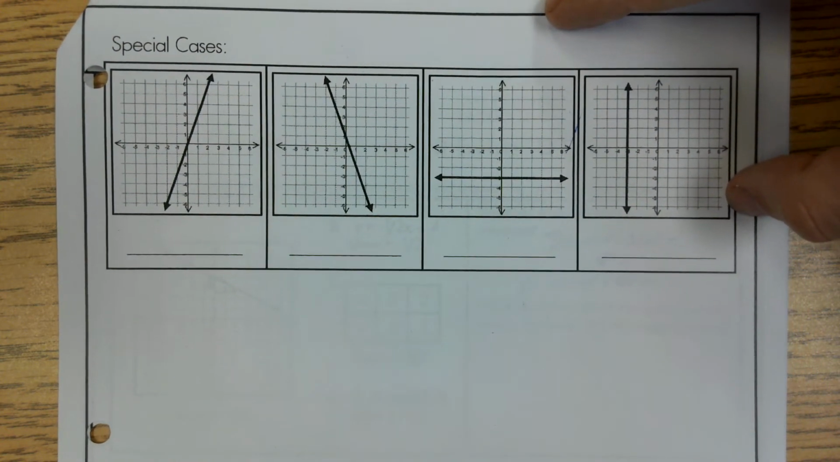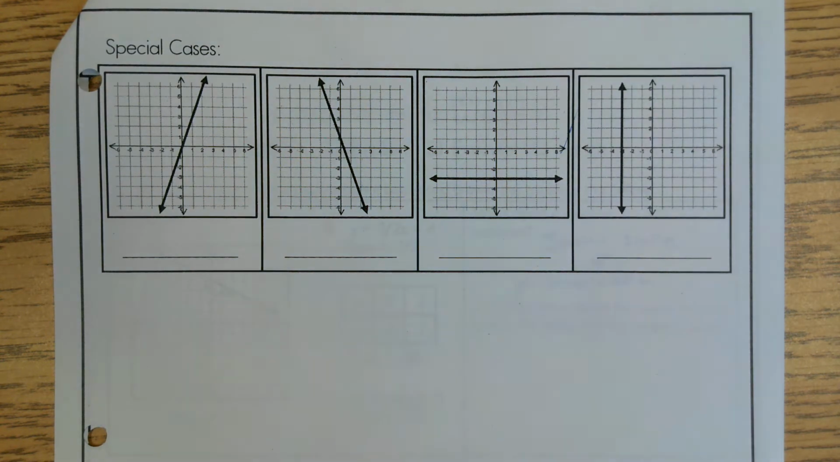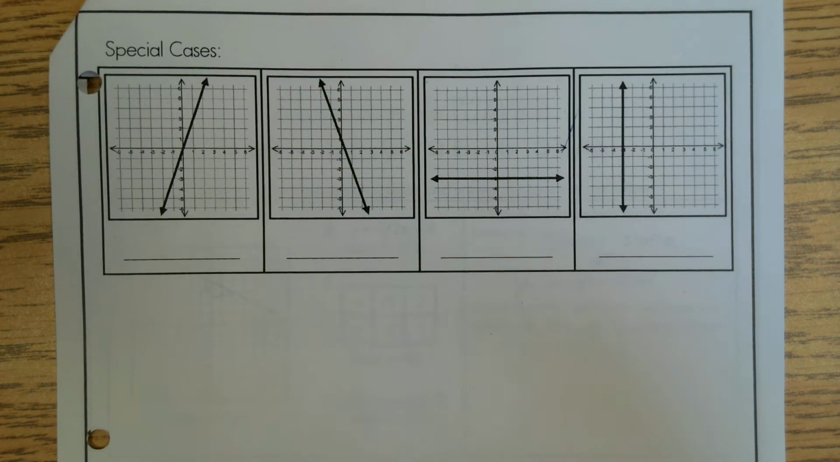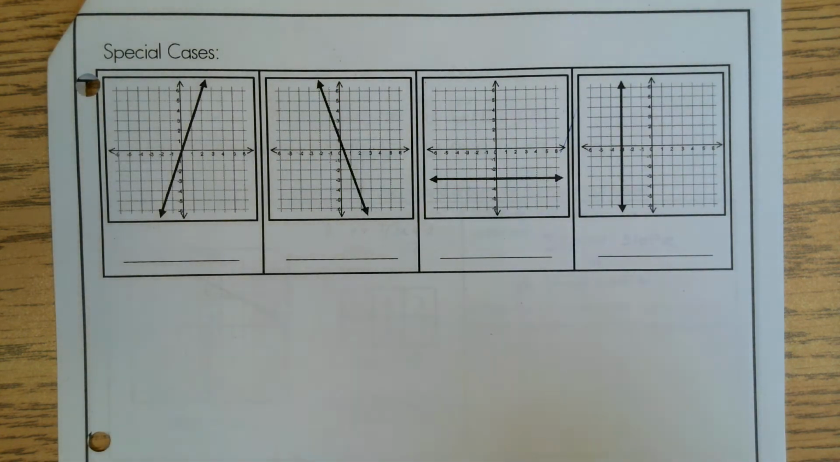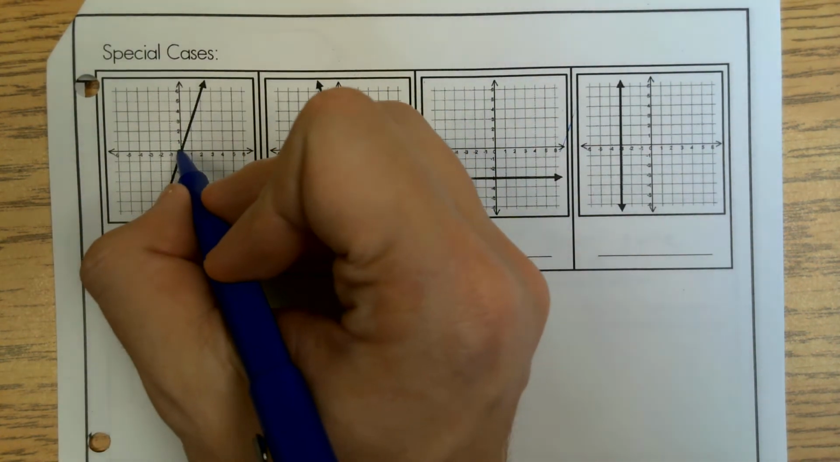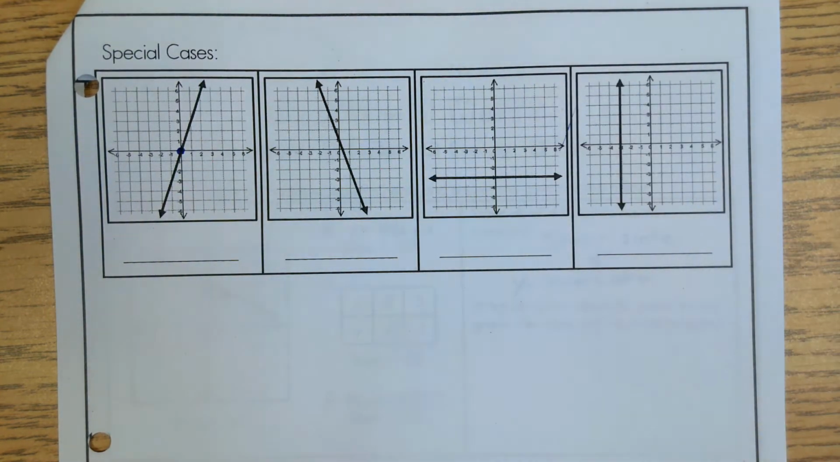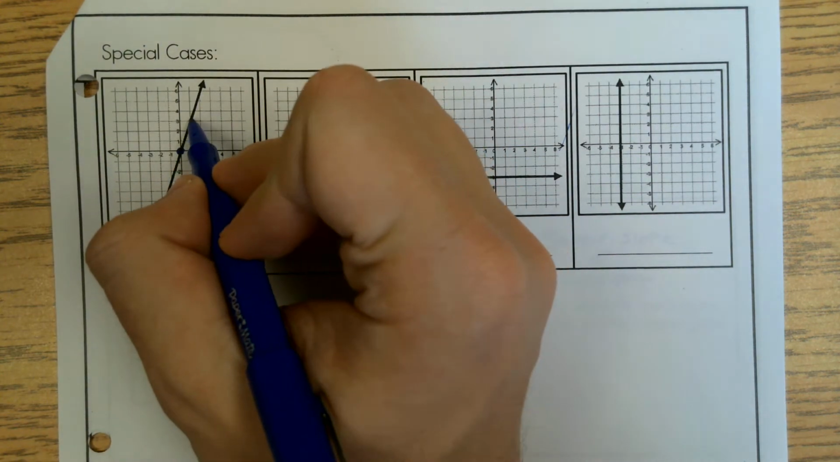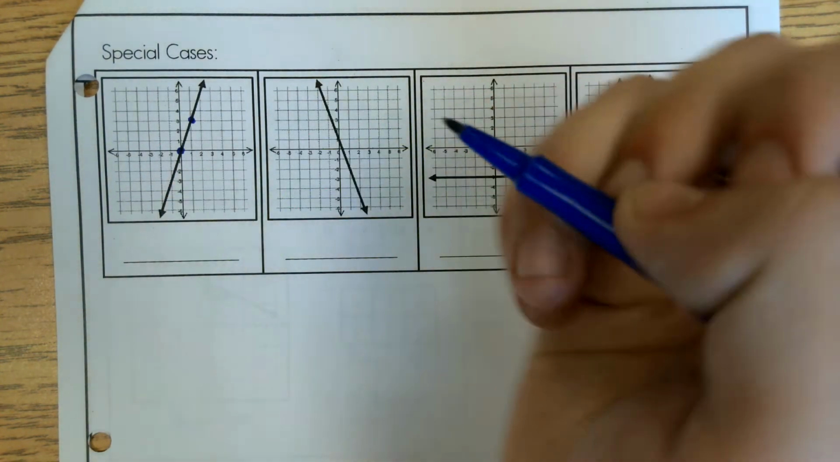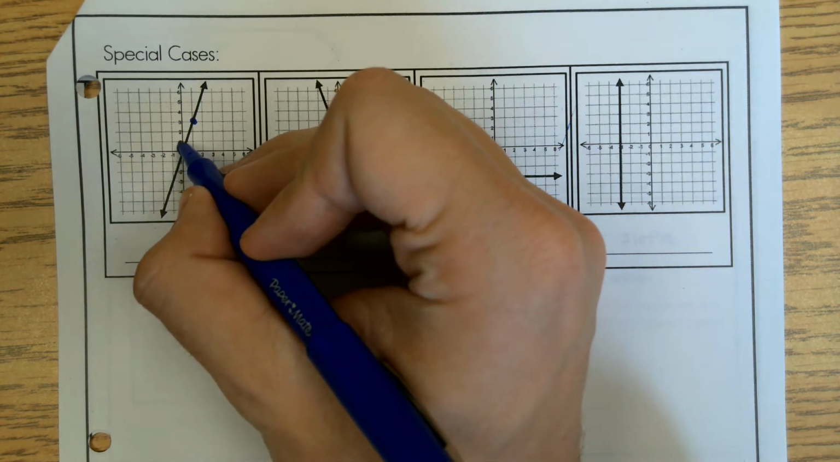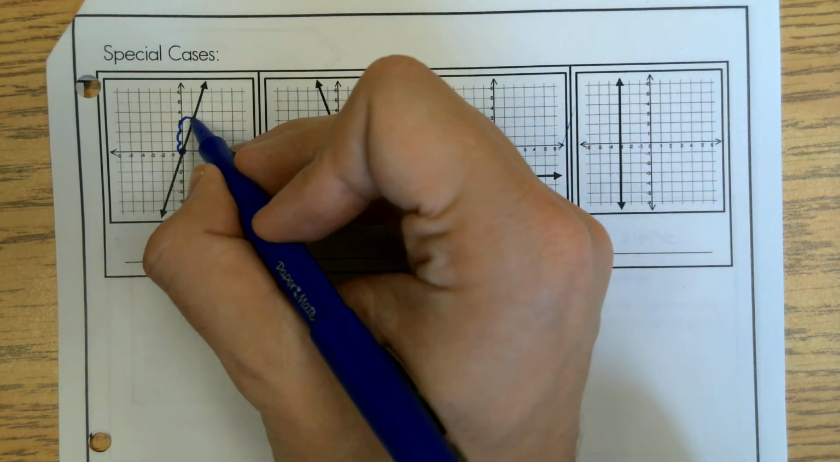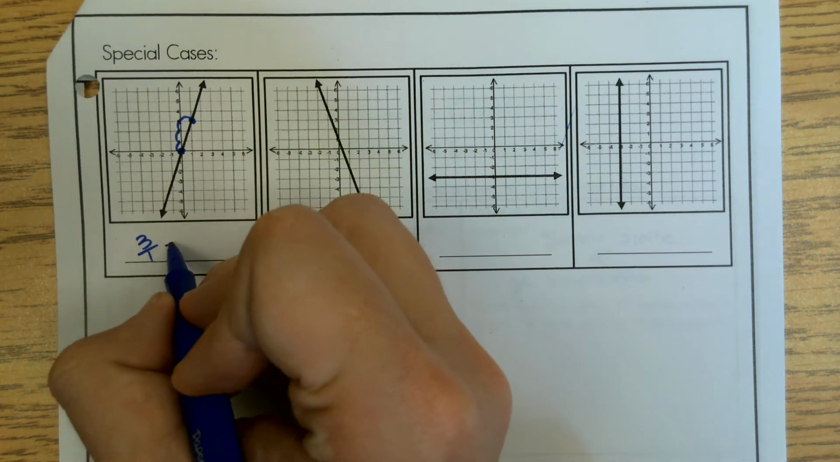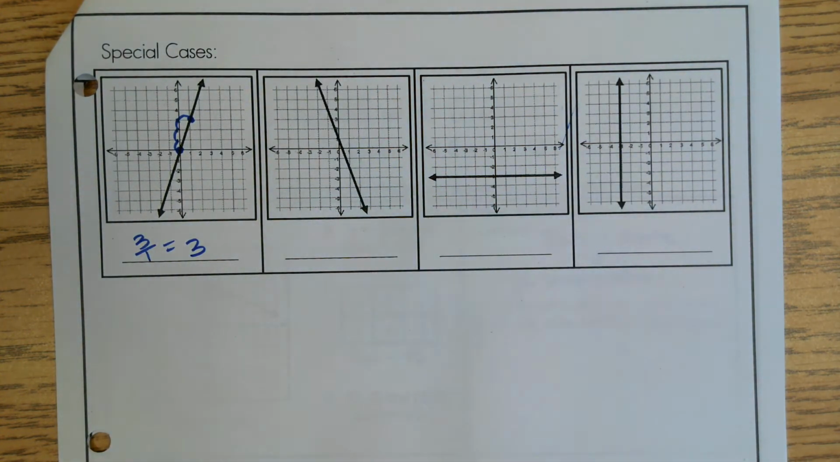Couple more. Someone that hadn't gone yet. Sam raised her hand. Sam, where is our y-intercept? 0, 0. We also call that the origin. Very good. And where is the friendly point? 1, 3. Good. So we're going to rise how many? And we're going to run how many? So our slope there is 3.